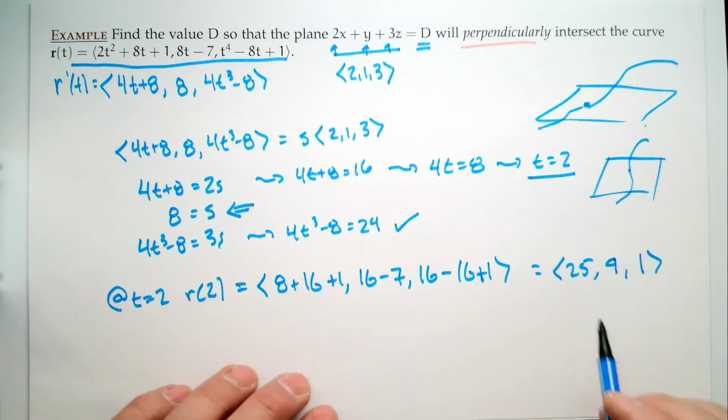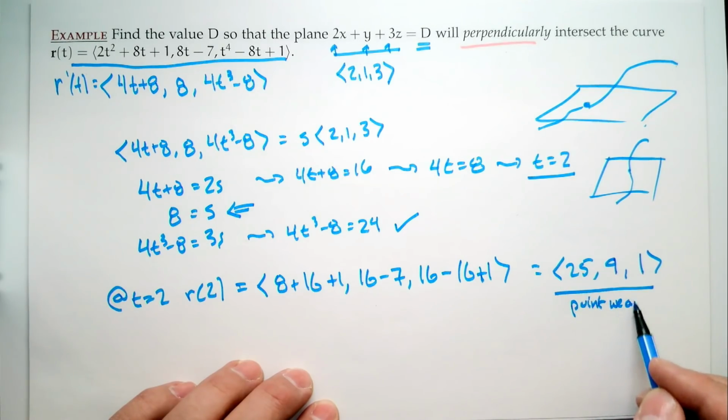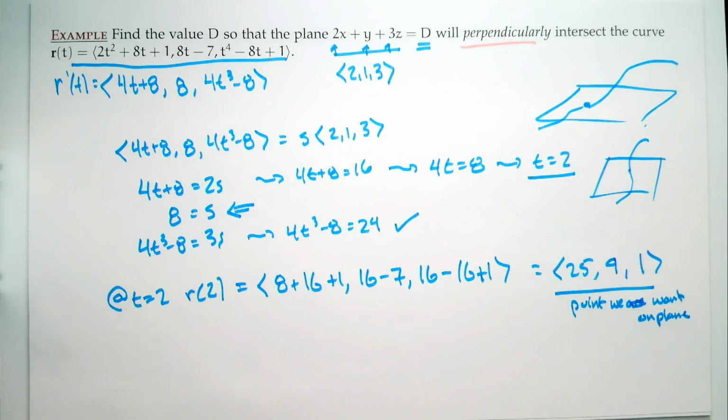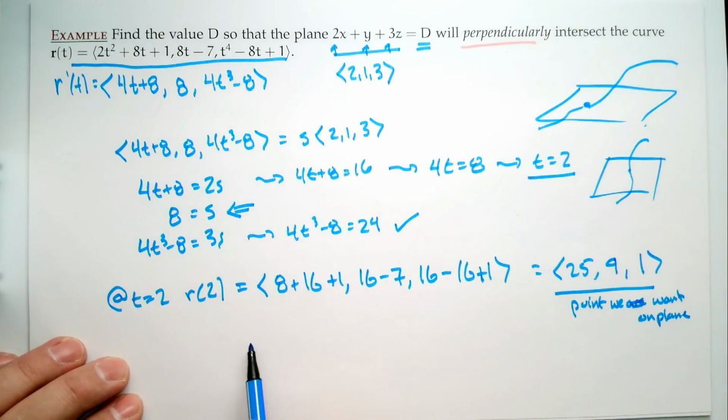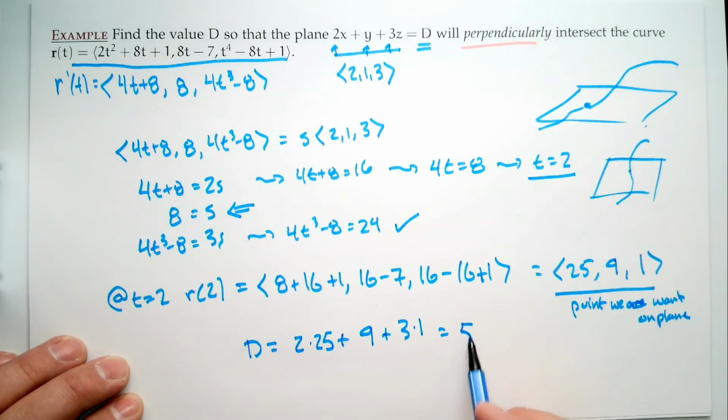So here, this is the point we want on the plane, because this is where the curve will pass through that has the right normal. And we want to make sure that the plane hits that at the right time. So we're almost done. Now that we have our point, plug it in. So we have that d should be equal to 2 times 25 plus 9 plus 3 times 1. So that's 50 plus 9 plus 3, giving us 62.